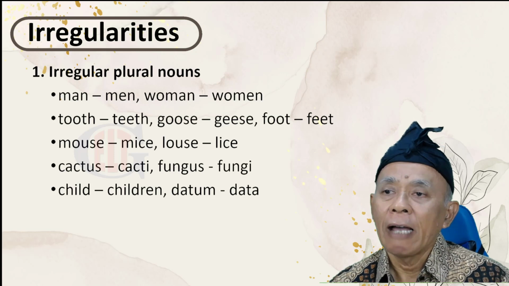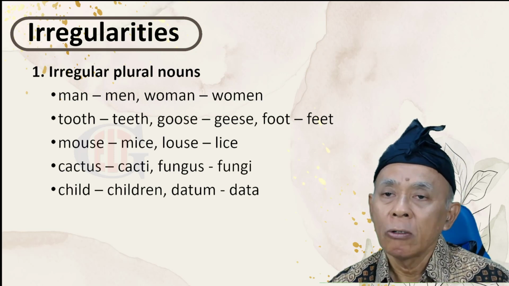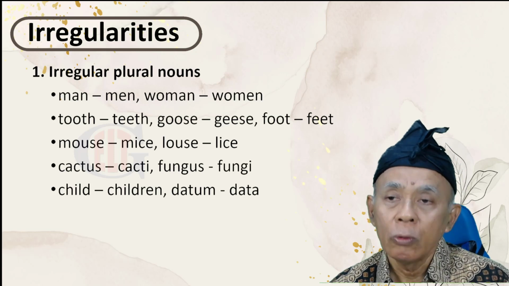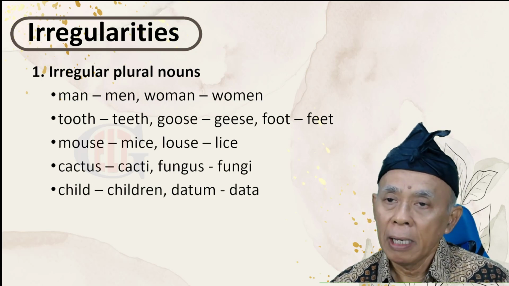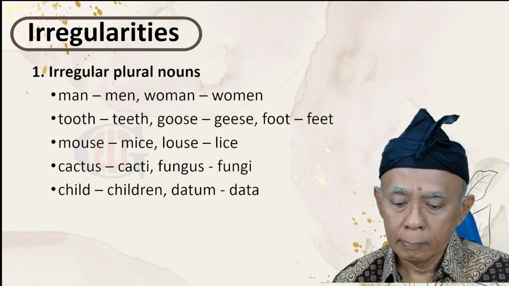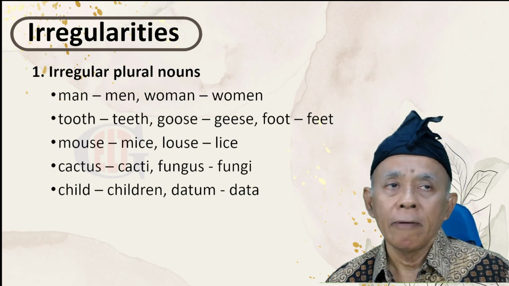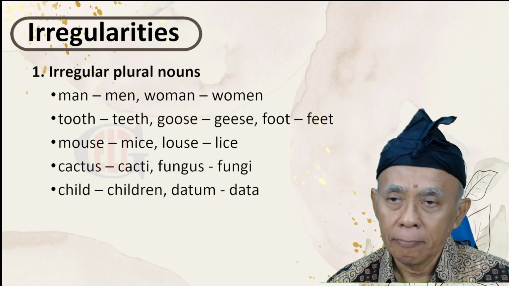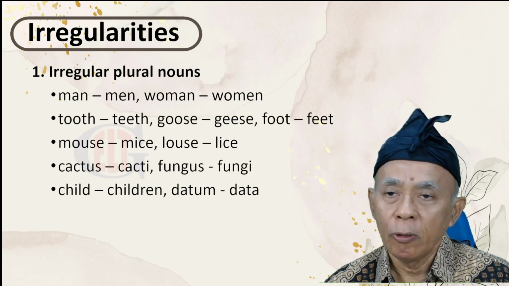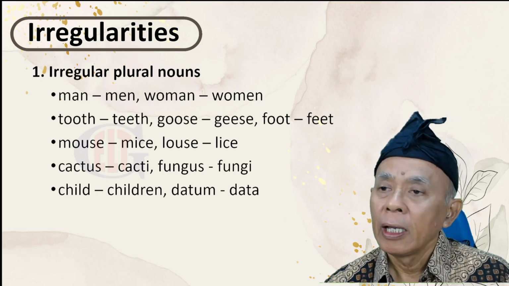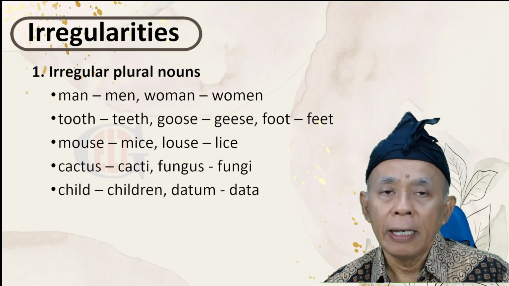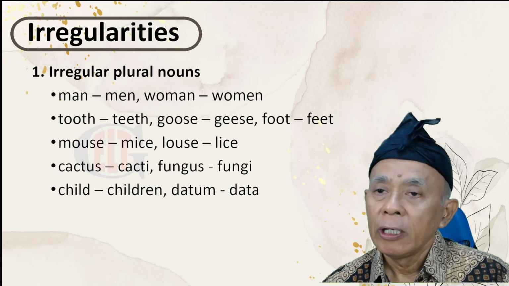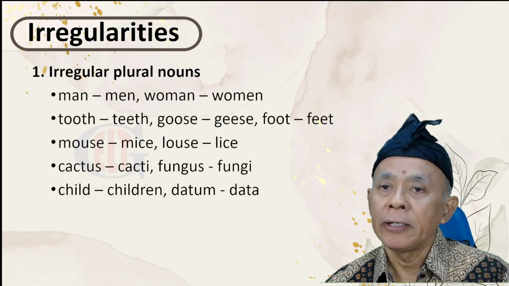And then we have mouse, mice, louse, lice. Here we also have the change from the vowel ou into i: mouse, mice, louse, lice. And then we have the singular cactus, the plural is cacti, fungus, the plural form is fungi. And we have the noun child, the singular child, and the plural is children. We have datum singular and data plural.